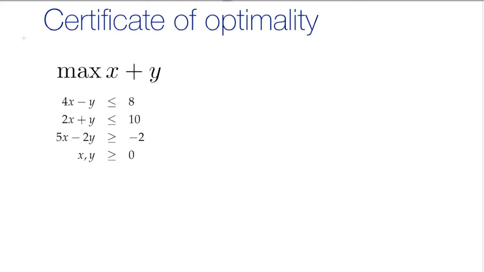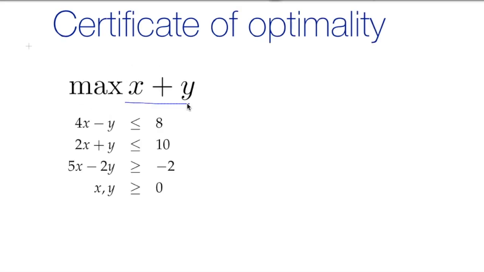One of the nice things about this LP is that it's this certificate of optimality. But if we want to actually figure out what the maximum of x plus y could be subject to these constraints, if we were able to magically guess, for example, 7 right here and -1 right here, and we multiplied both of those equations, we would get something like this.